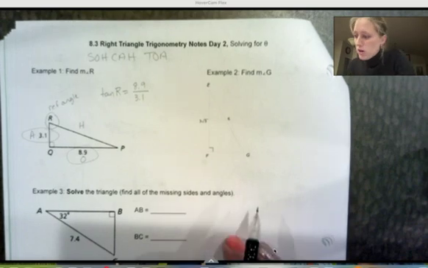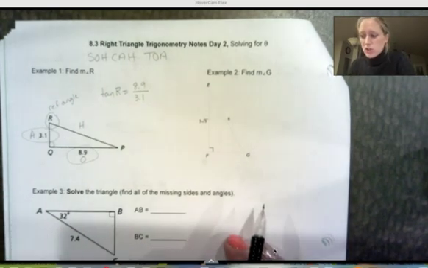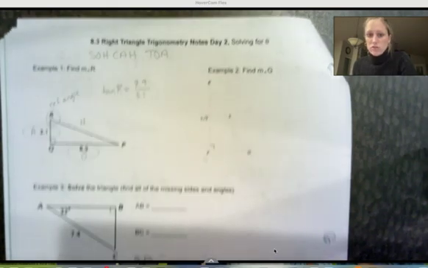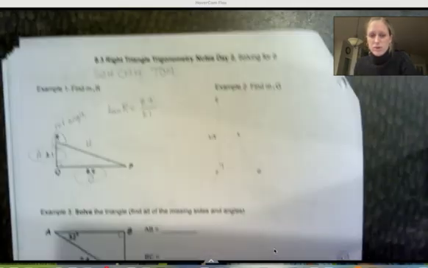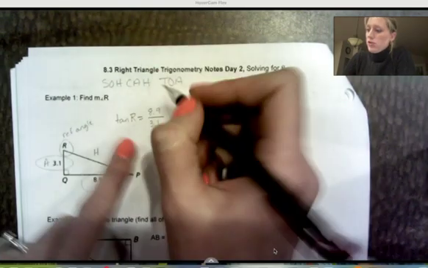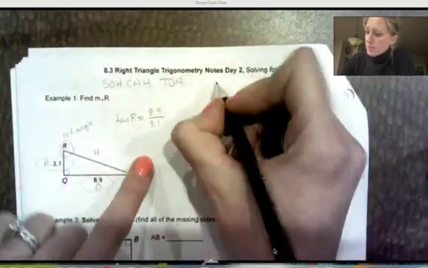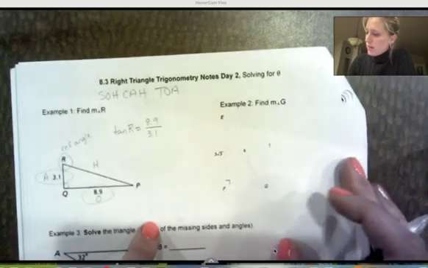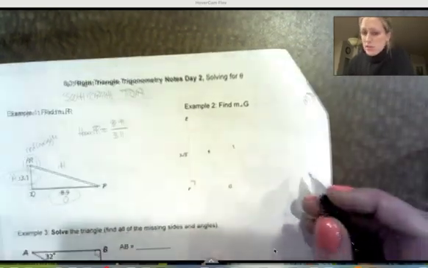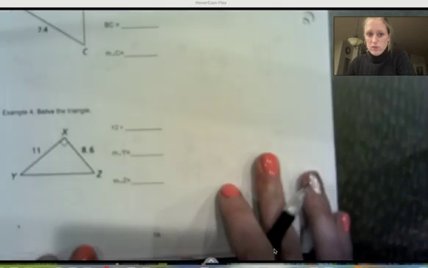Something to know is that all of our ratios have inverses. I want to find a good spot for this. Okay, I'm just going to do it at the bottom here.